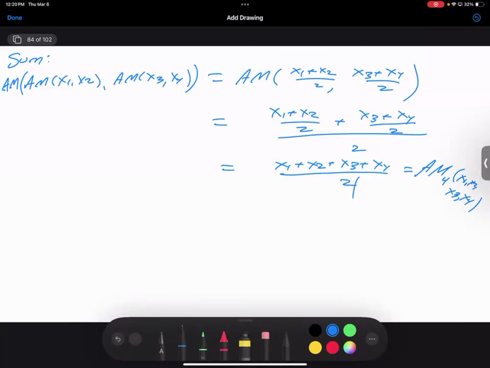So do you think this holds if I had 8 terms? Yeah. Would it be easy to show that it holds for 8 terms? We could do just the brute force like this. Can we do it by induction to say that 8 terms is really 4 terms and 4 terms? What if I had 6 terms?